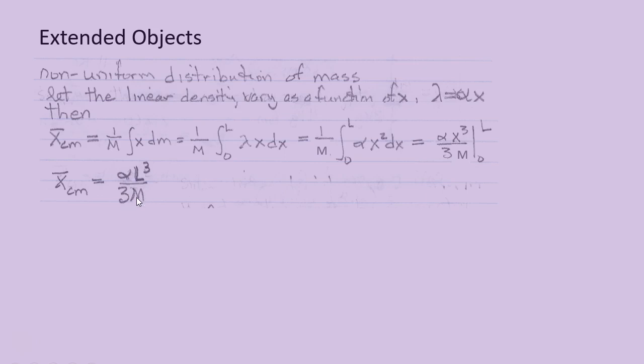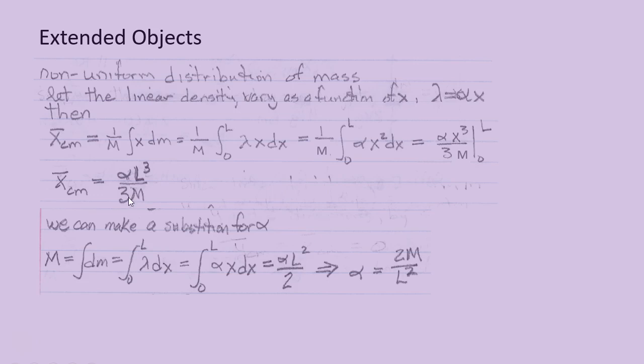Notice we still have the system mass in here, and we still have this specific constant alpha. We'd like to go ahead and get rid of those, so we have some more manipulating to do. We can make a substitution for alpha. If we look at total system mass, the total system mass is just the integral dm. We know that dm is equal to lambda dx.